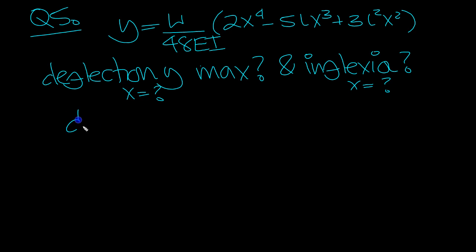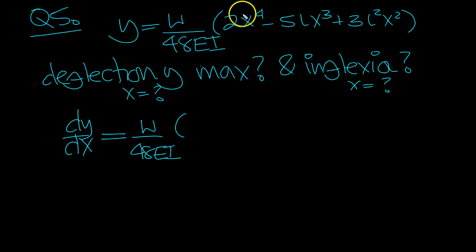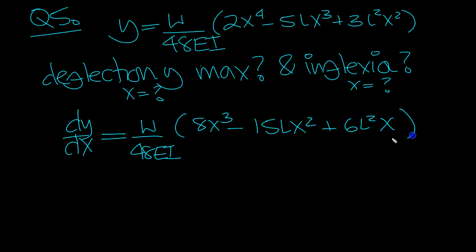Okay, so let's have a look then. We need dy dx, don't we? Find out if it's a max or min, let it equal 0. So you've got the power rule, haven't you? So it's going to be w over 48 EI, and now differentiate the terms. 4 times 2 is 8x cubed minus 15l x squared, power rule there. 3 comes down, 3 5l's are 15l, one less, plus 2 comes down to be with the 3l squared to make 6l squared, lots of x.